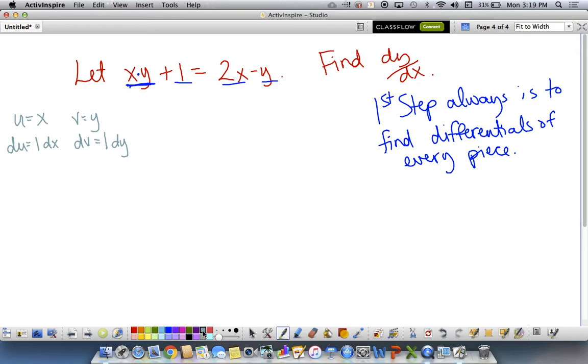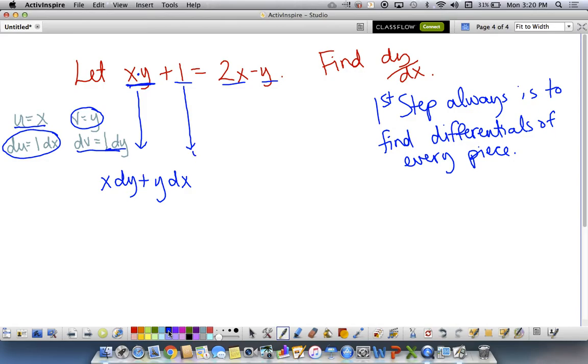Okay, so now I'm going to come down each piece. What is the derivative or differential of product rule? First, d second, plus second, d first. So I've got an x dy, because I really am not going to put that 1 there. It's not necessary. Plus, what? Second, d first, y dx. Differential of 1, oh, that's 0.